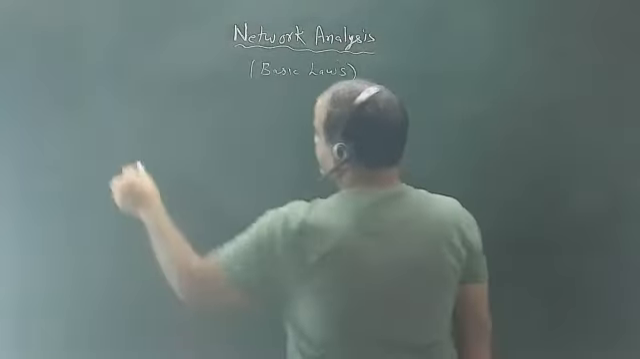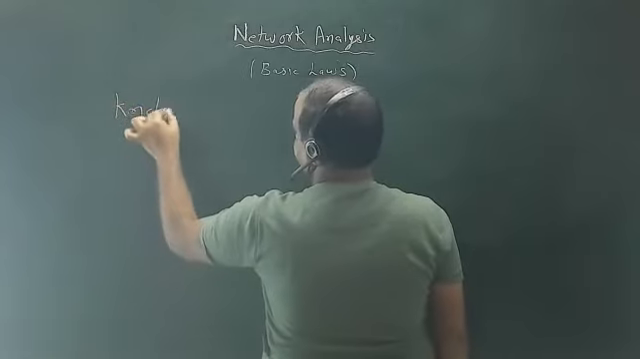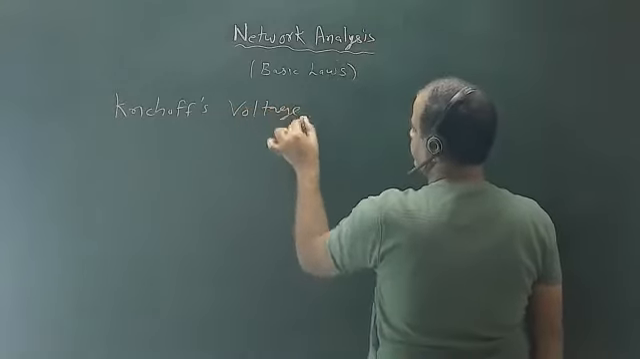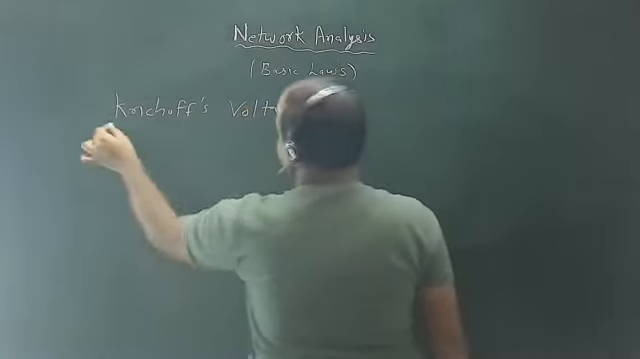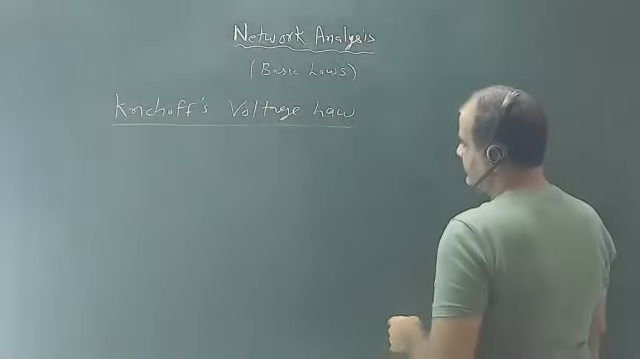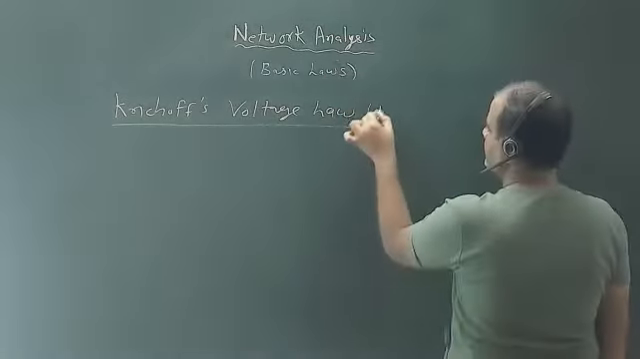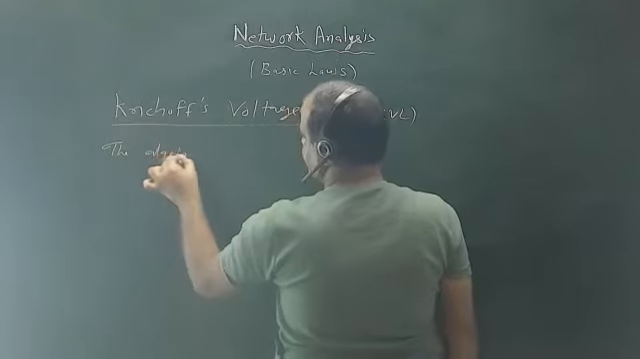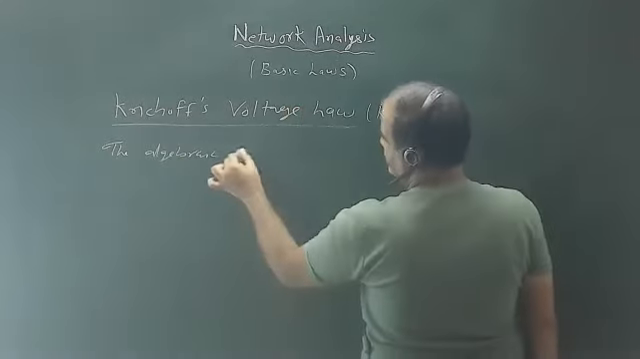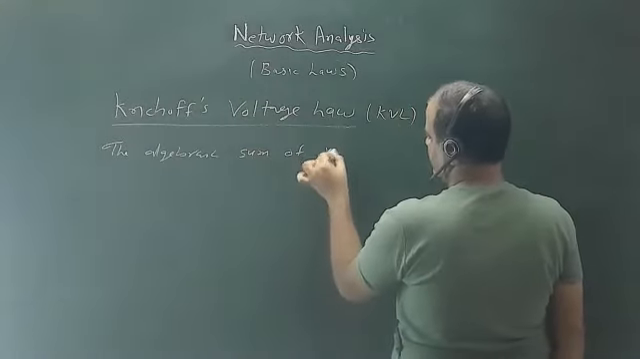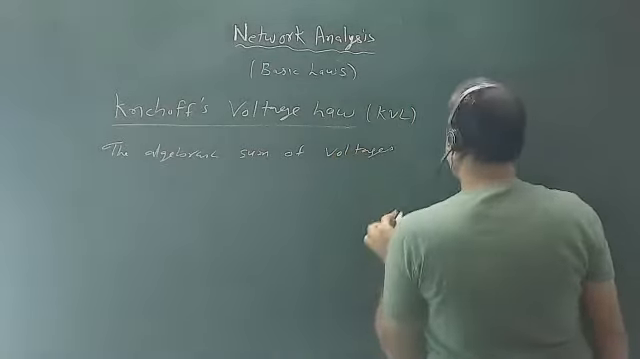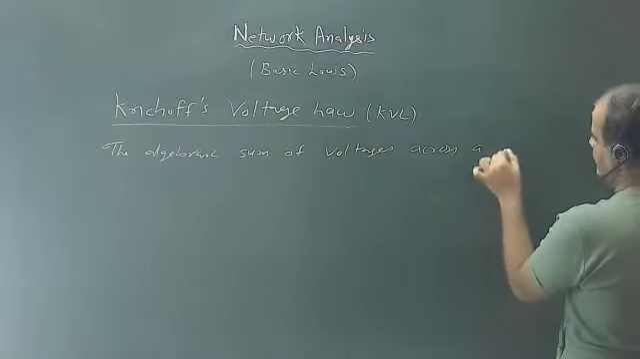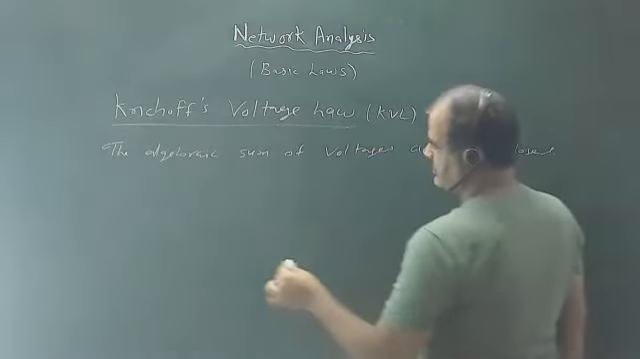So Kirchhoff voltage law, KVL, says the algebraic sum of voltages across a closed path is 0.